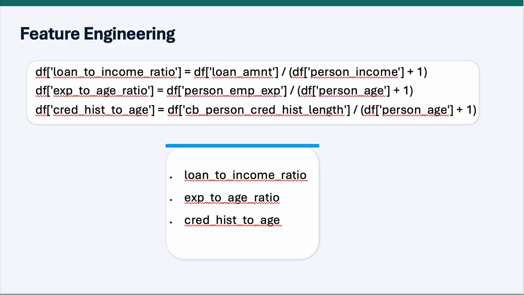We engineered 3 ratio-based features to normalize financial behavior. These features capture financial burden and borrower maturity related to life stage. Ratio features allow tree-based models to better separate risk levels compared to raw magnitude alone. We also convert object type columns to categorical types so that gradient boosting models can handle them effectively.